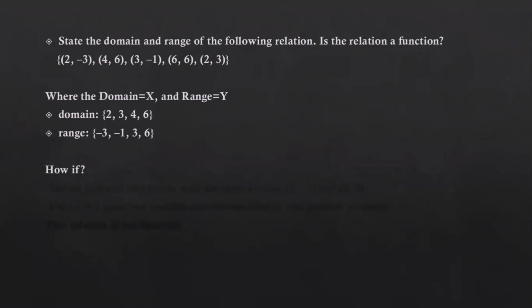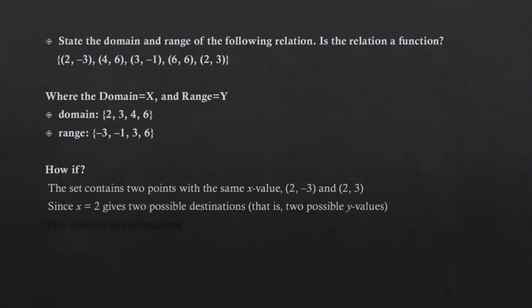So what if the set contains 2 points with the same x value, like (2, -3) and (2, 3)? Since x equal to 2 gives 2 possible destinations, that is 2 possible y values, this relation is not a function.